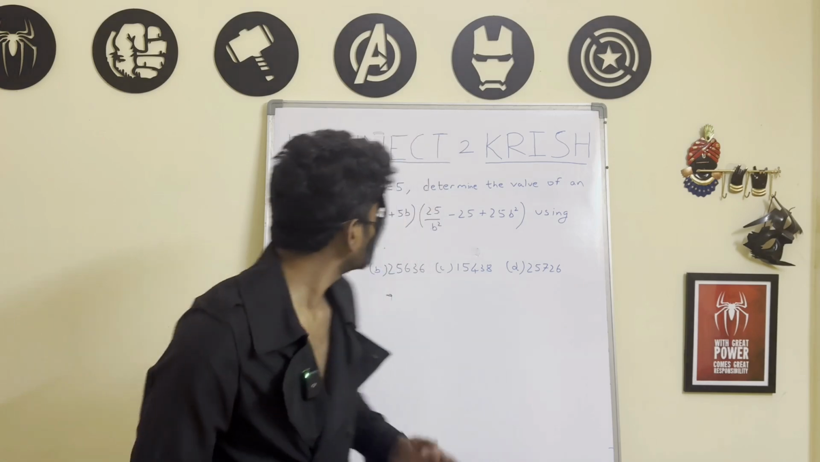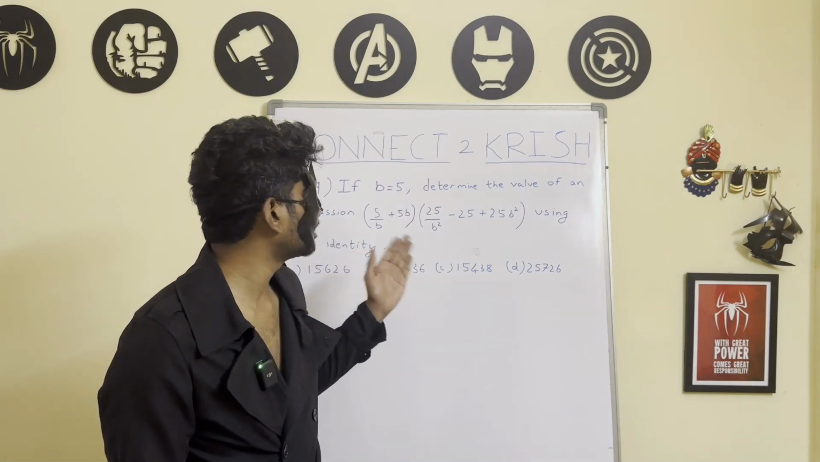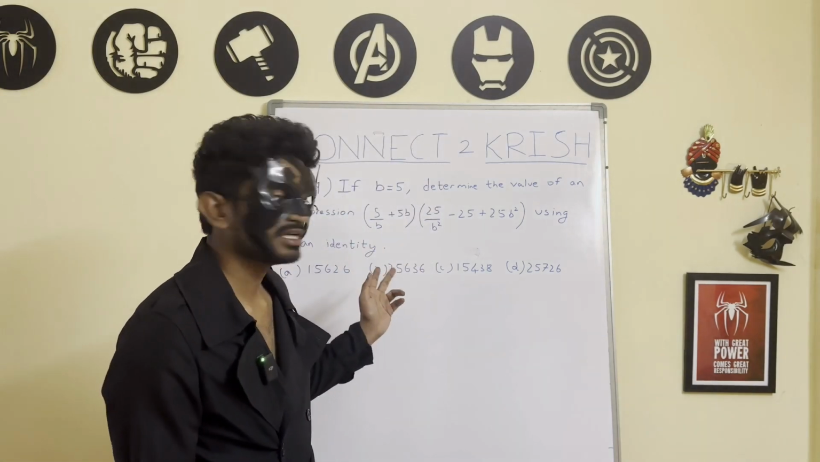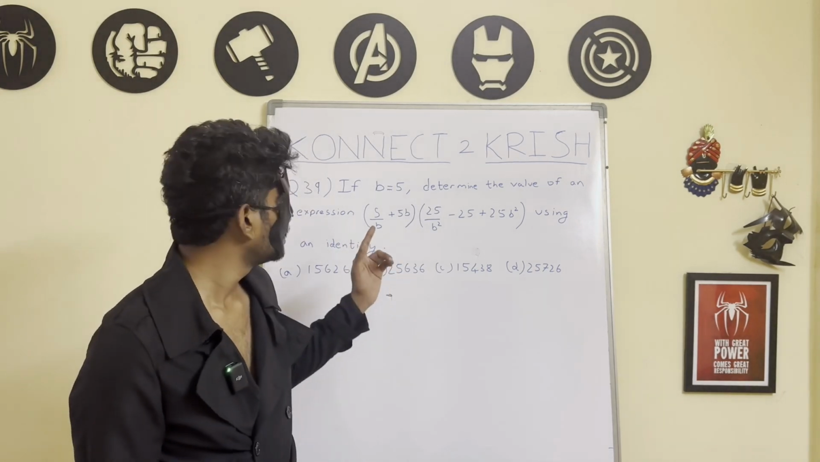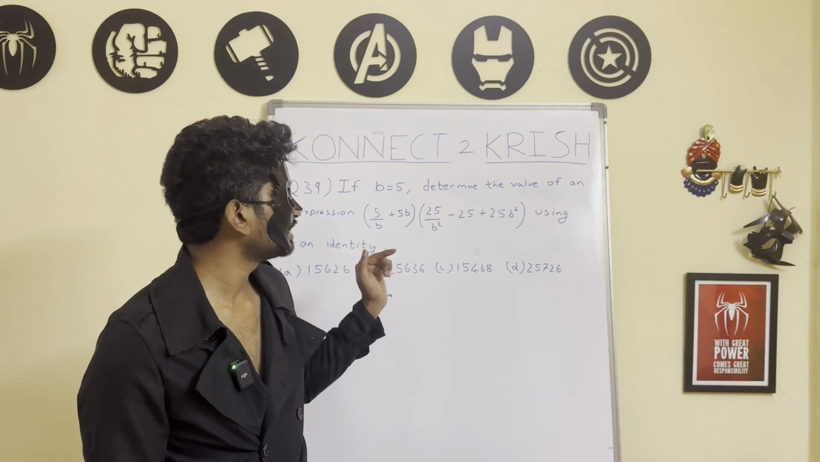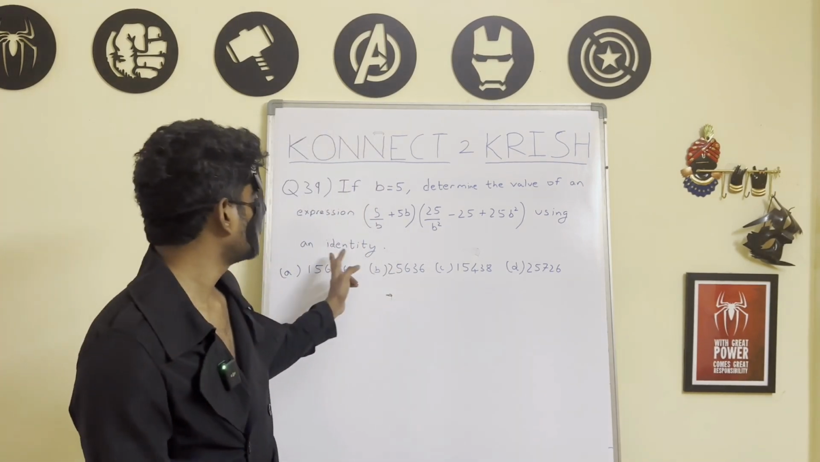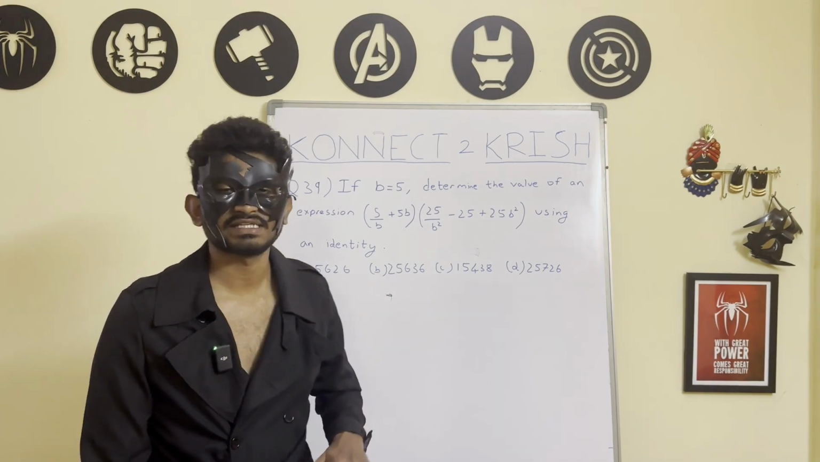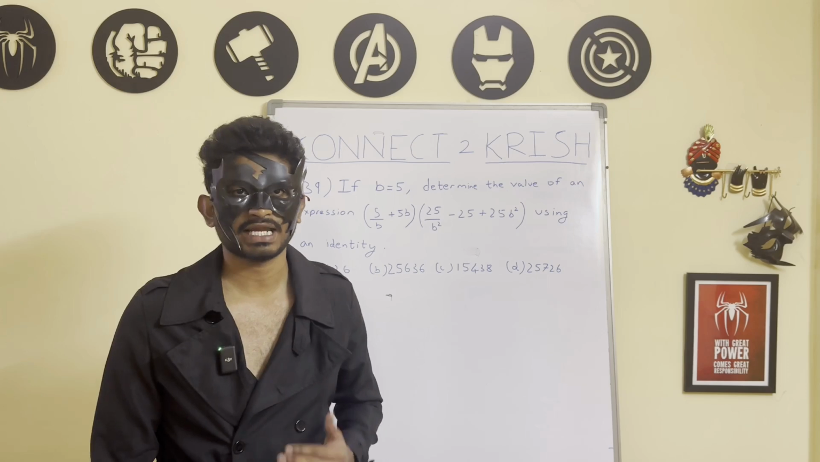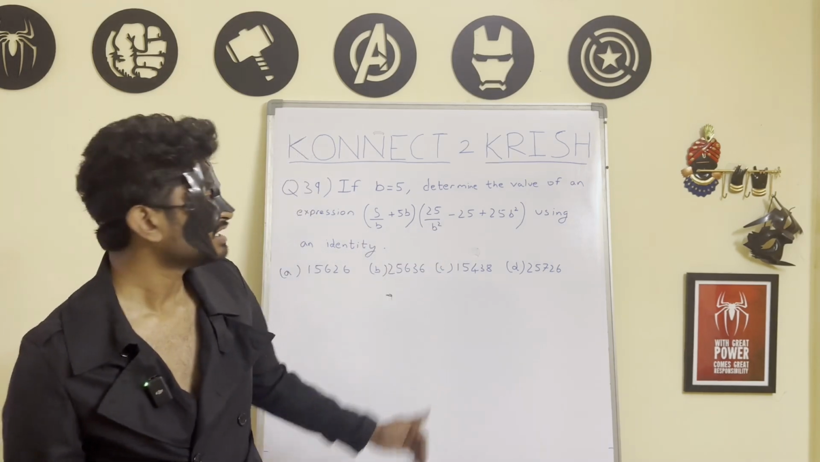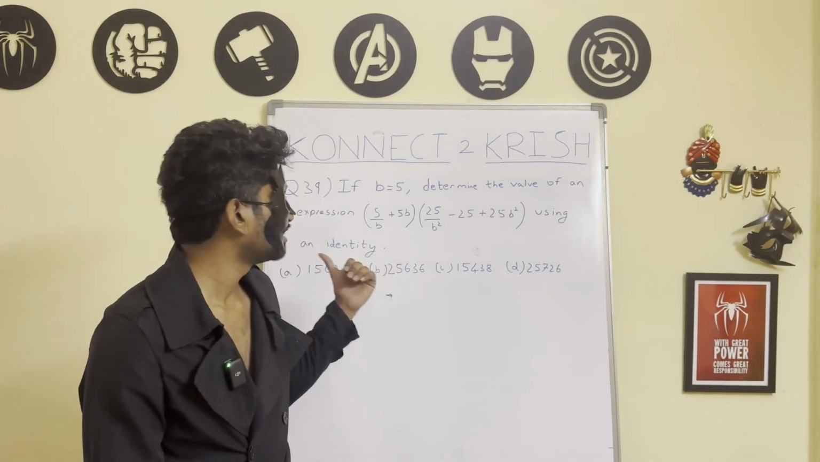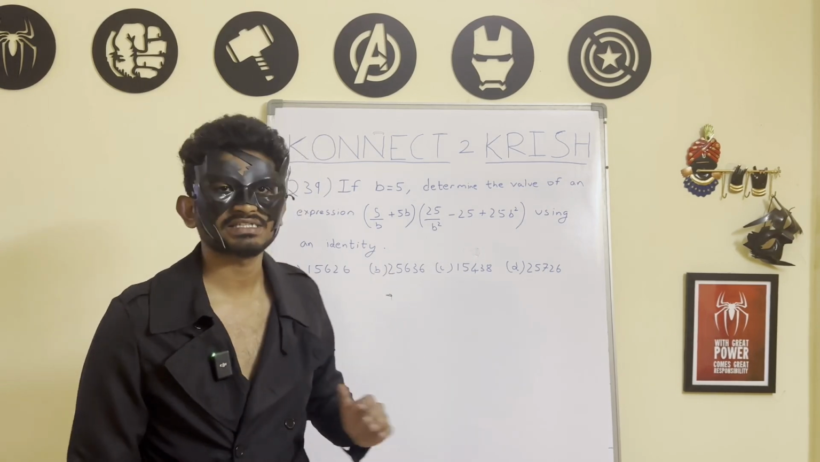So superhumans, next question is, if b is equal to 5, determine the value of the expression (5 by b plus 5b) into (25 by b square minus 25 plus 25b square) using an identity. So here he has clearly mentioned to use an identity, but suppose under exam pressure, even if you forget the identity, you can substitute and find the value, but I wouldn't recommend that because it will be a lengthy process. It's better you memorize identities.